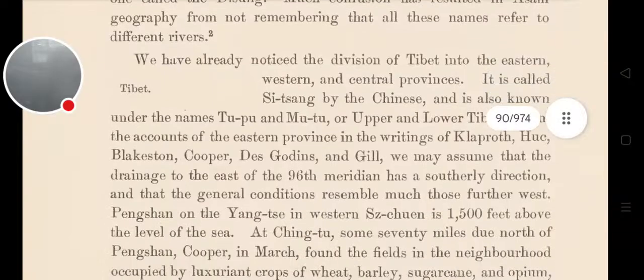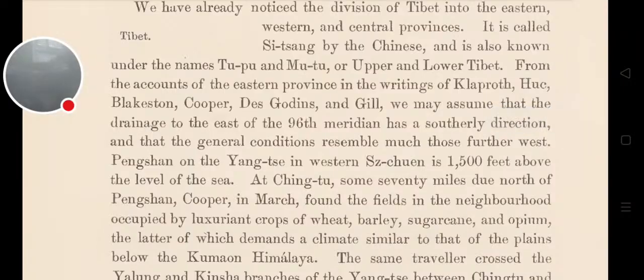Tibet. We have already noticed the division of Tibet into the eastern, western, and central provinces. It is called Sitsang by the Chinese and is also known under the names Tupu and Mutu or Upper and Lower Tibet. From the accounts of the eastern province in the writings of Klaproth, Hook, Blakiston, Cooper, Des Godins, and Gill, we may assume that the drainage to the east of the 96th meridian has a southerly direction and that the general conditions resemble much those further west.